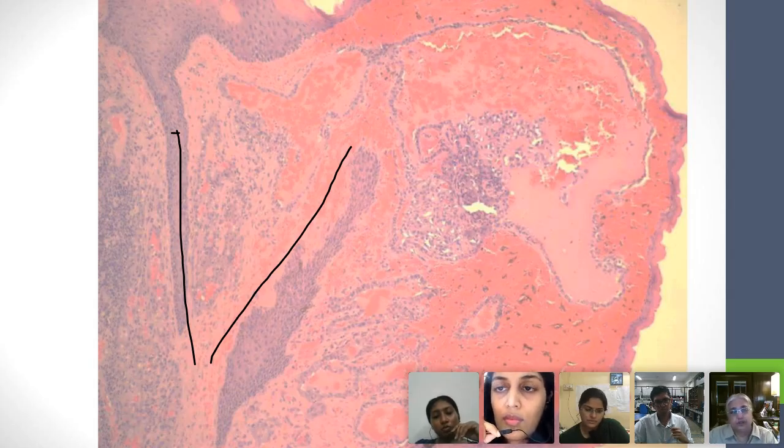All right, very good. So this may be skin, it may be, what is the lining of the inside of the lip? What kind of epithelium? Non-keratinized squamous epithelium. All right, good. So it could as well be on the inside of the lip.